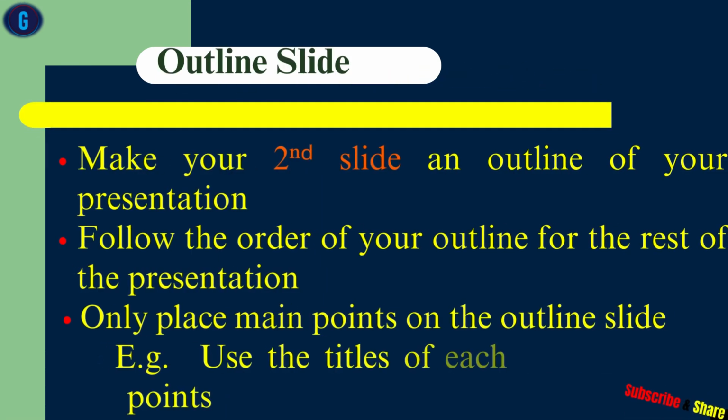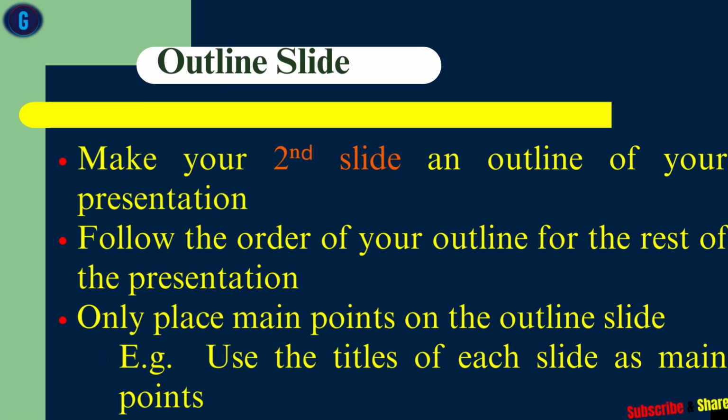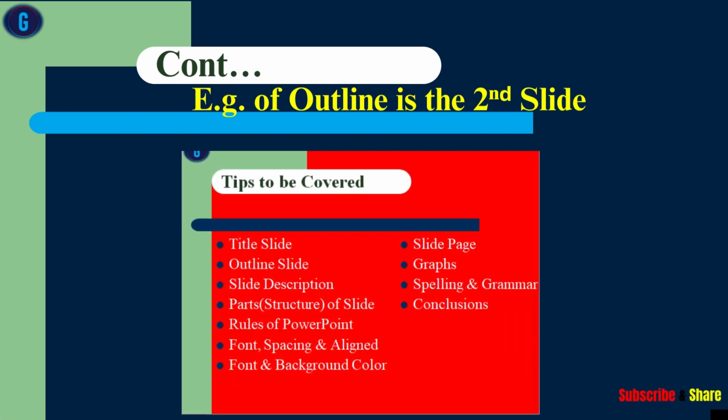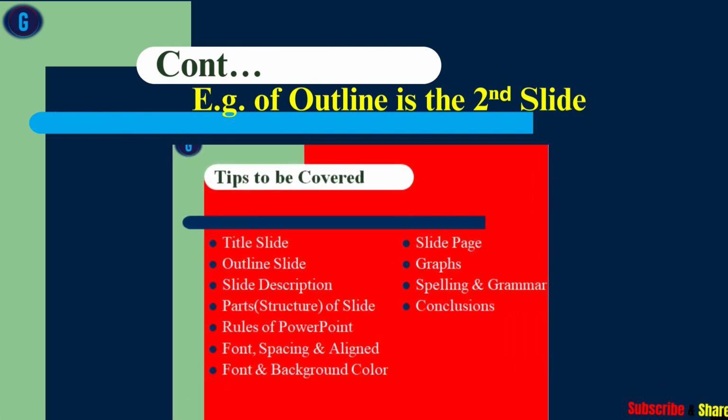Outline slide. Make your second slide an outline of your presentation. Follow the order of your outline for the rest of the presentation. Only place main pointers on the outline slide. For example, use the title of each slide as the main point. An example of an outline is the second slide of this presentation. You can see it at this moment.